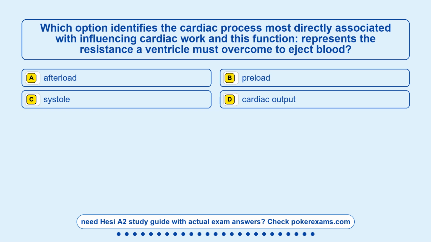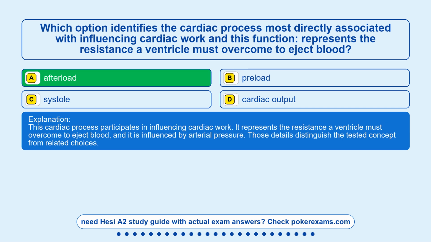Question 10. Which option identifies the cardiac process most directly associated with influencing cardiac work, and this function represents the resistance a ventricle must overcome to eject blood? Option A, afterload. Option B, preload. Option C, systole. Option D, cardiac output. The correct answer is option A, afterload.